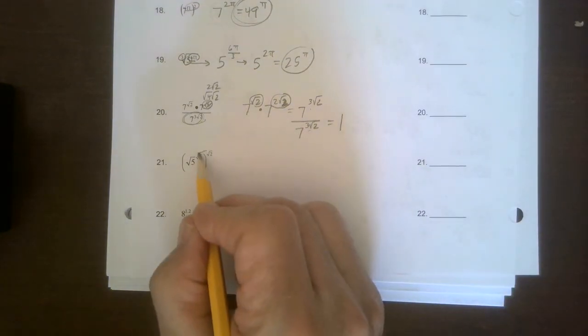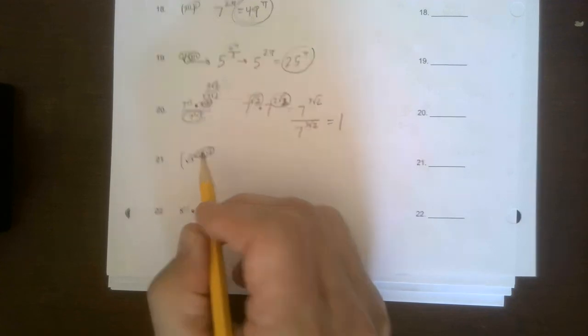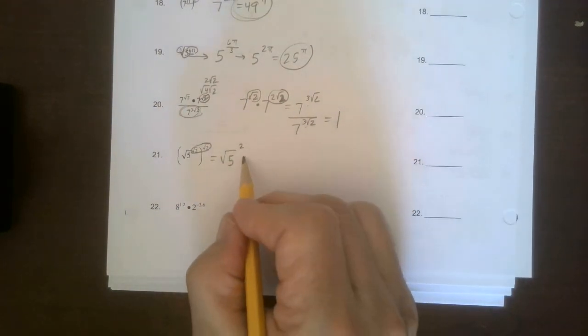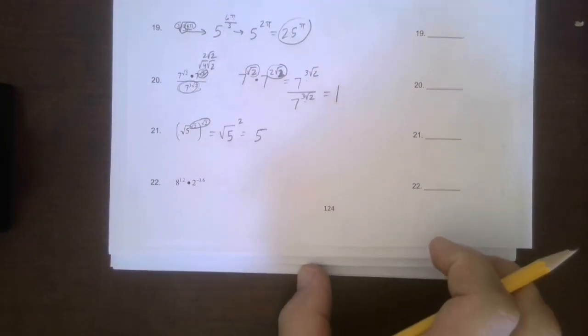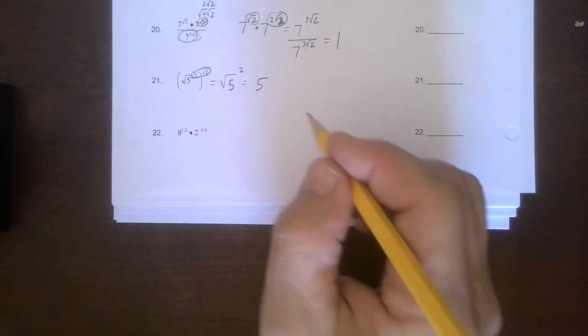This problem, when you raise a power to a power, you multiply. When you square a square root, the roots fly off, so this is the square root of 5 squared, which is just 5.